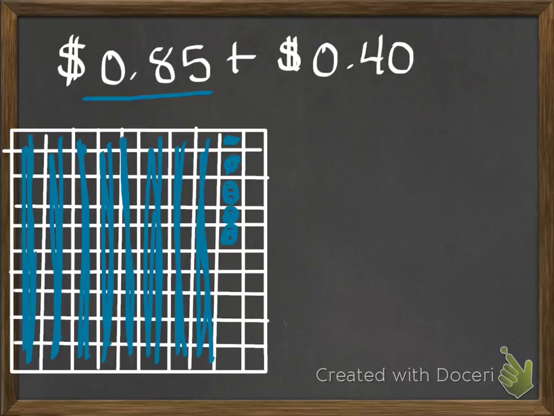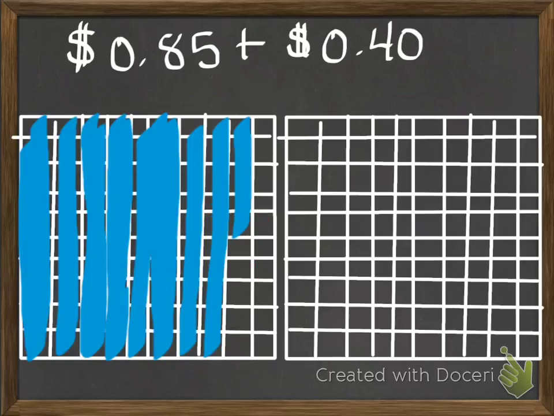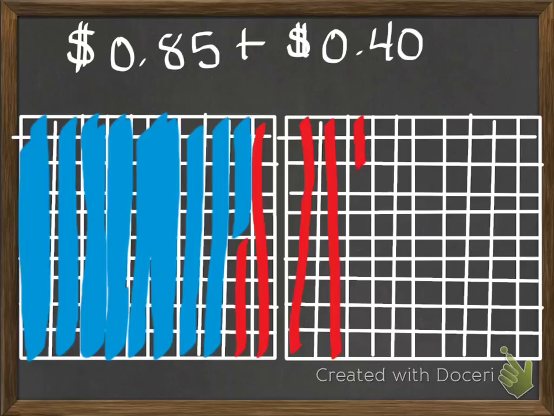Now to that I'm going to add 40 cents. Now I'm going to start right here and we've got 1, 2, 3, 4, 5. And if I add 10 more to that, that's 15. I've run out of room. So I need to add a second grid. So I'm going to have a second grid here. And again, that was 10, 15, 25, 35, 36, 37, 38, 39, 40.